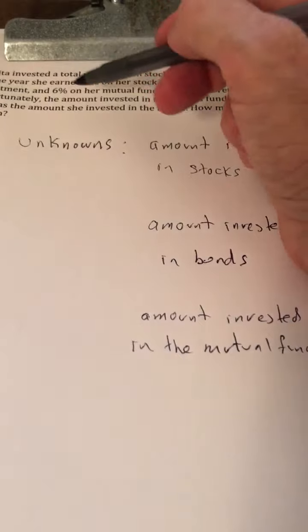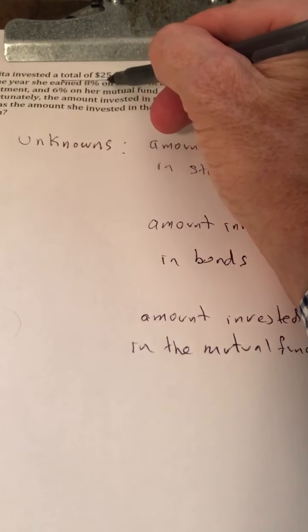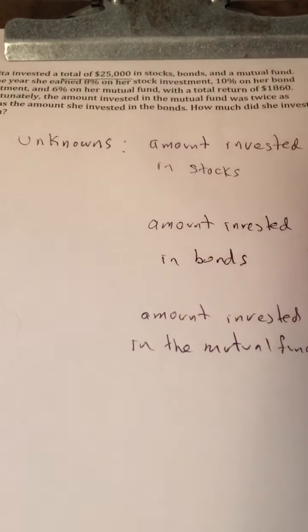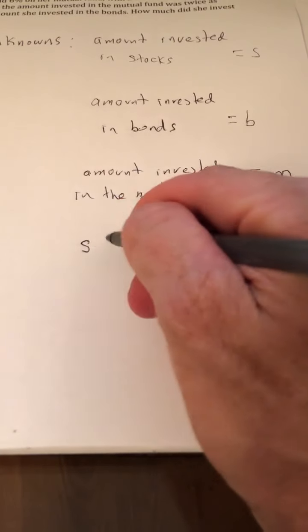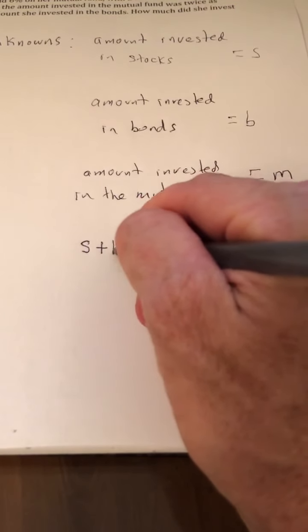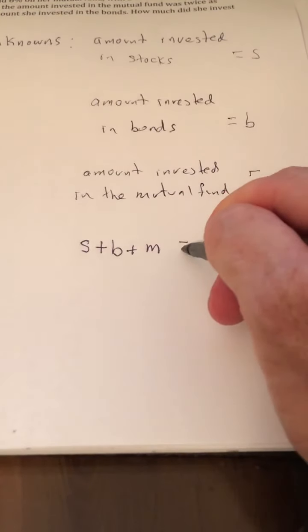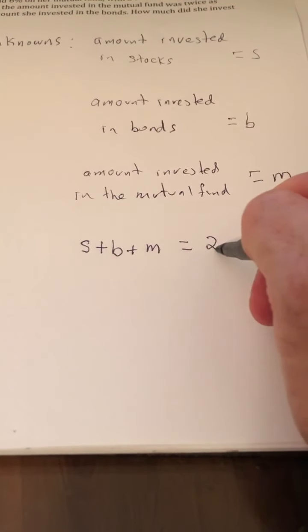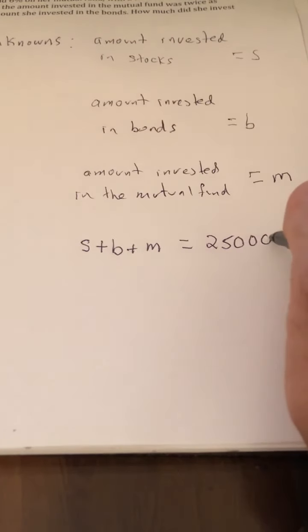And it's important to realize that they're telling us she invested a total of $25,000. So what that does is it actually gives us one equation. We know S plus B plus M equals $25,000.